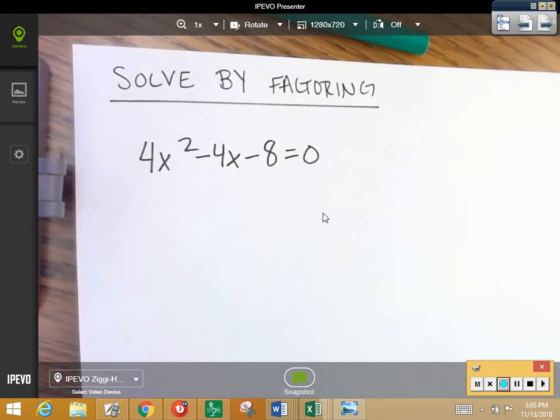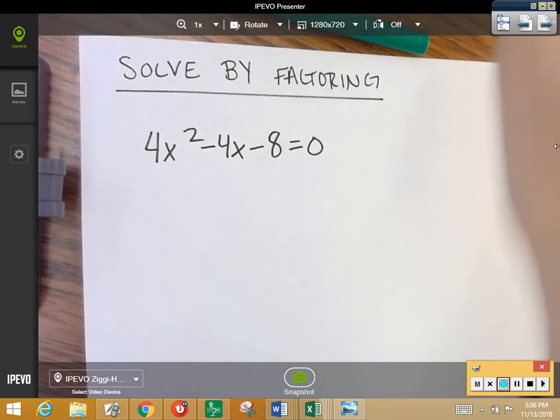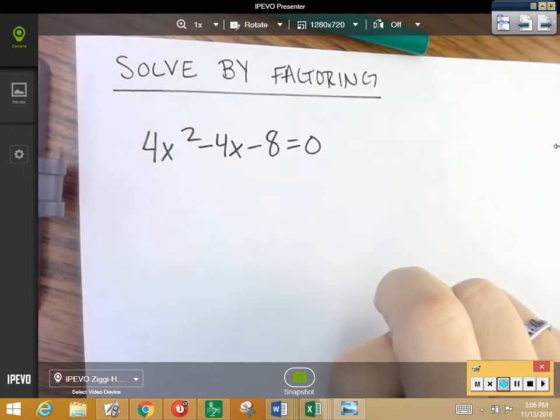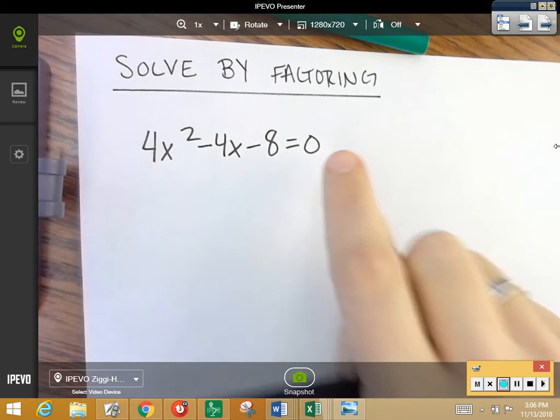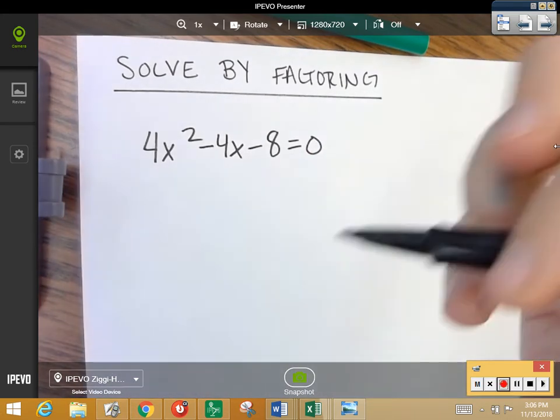Alright guys, so today we're going to be solving this quadratic by factoring. The first thing that you have to look for is that it's set equal to 0. If it's not set equal to 0, you have to move whatever's over here onto this side to get it to be equal to 0.